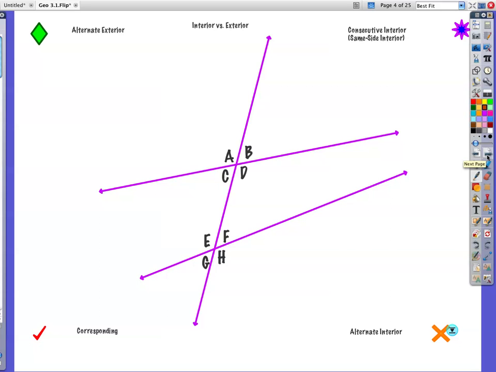Okay, first of all, I want to talk about interior versus exterior. We're going to get to all these other words in here. And this is where you would want your little helpful handout page that I would have for you.